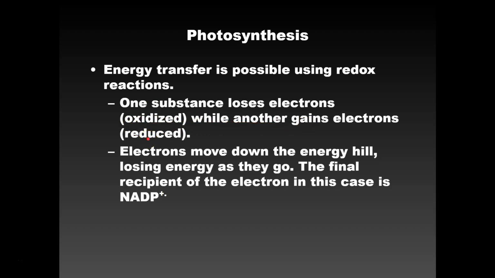Reduction is gain. So it says electrons move down this energy hill, losing energy as they go. The final recipient of the electron is NADP+, which is going to turn into NADPH. Just to review what we've talked about already, light is coming in, it's hitting that photosystem, and it is exciting an electron. So that chlorophyll is getting oxidized because it's losing it, and then an energy carrier molecule is getting reduced because it's picking that electron up and moving it somewhere else.